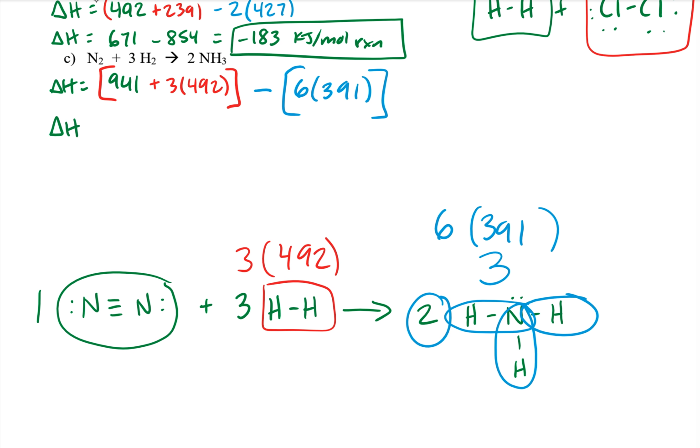And so my delta H ends up being 2237 minus 2346. And I get an overall delta H of negative 109 kilojoules per mole of reaction.